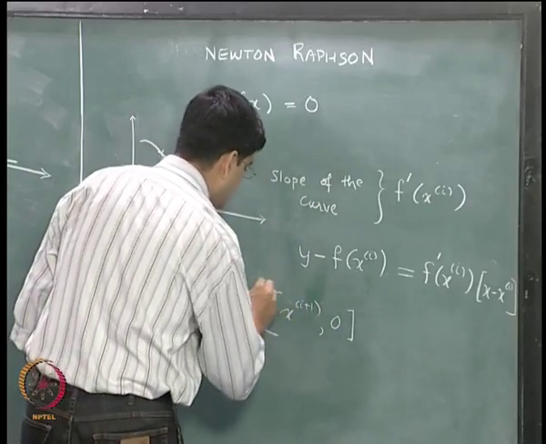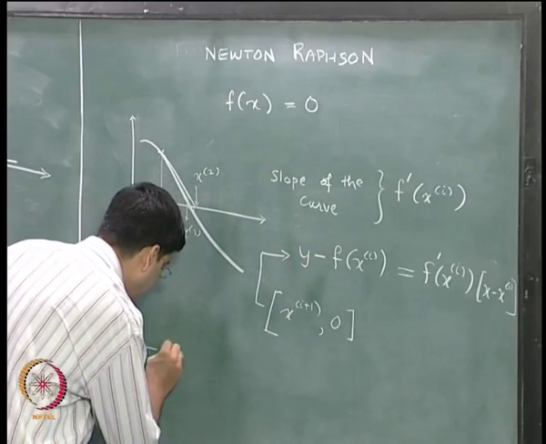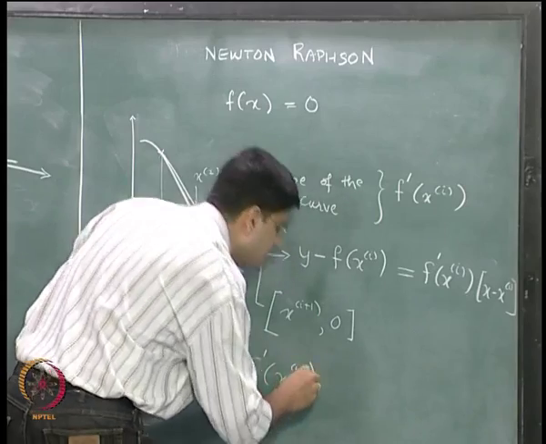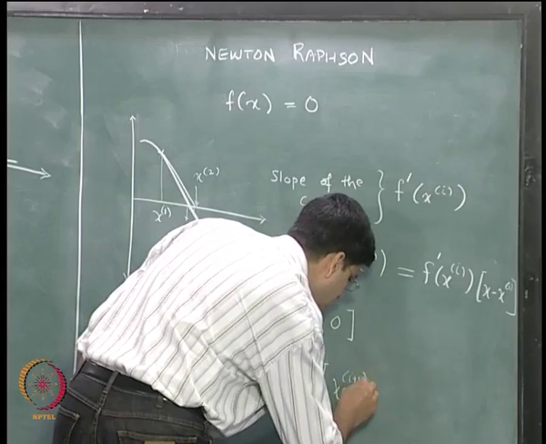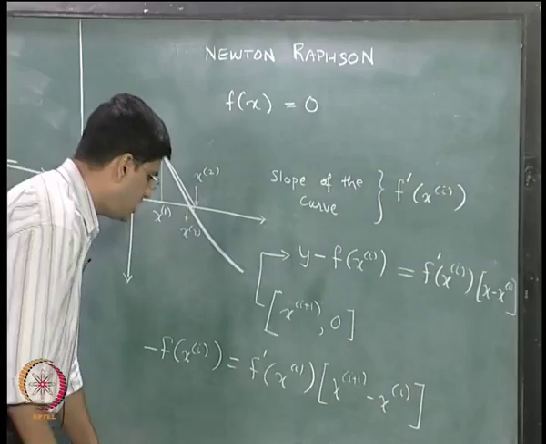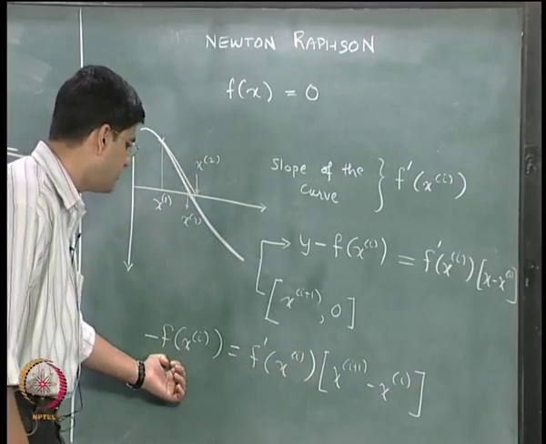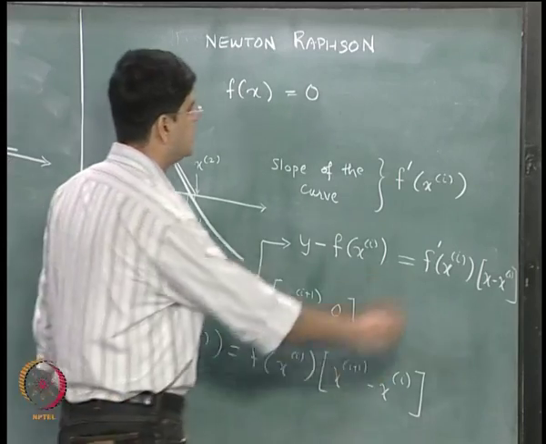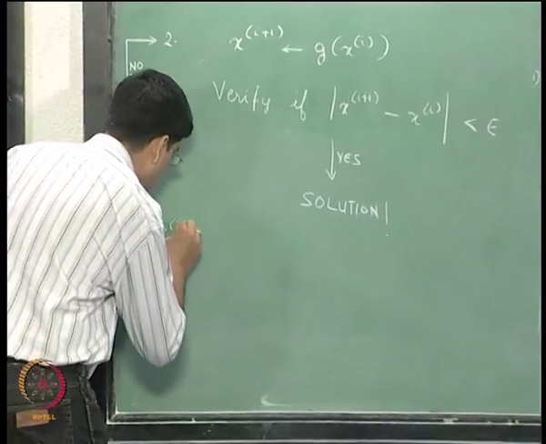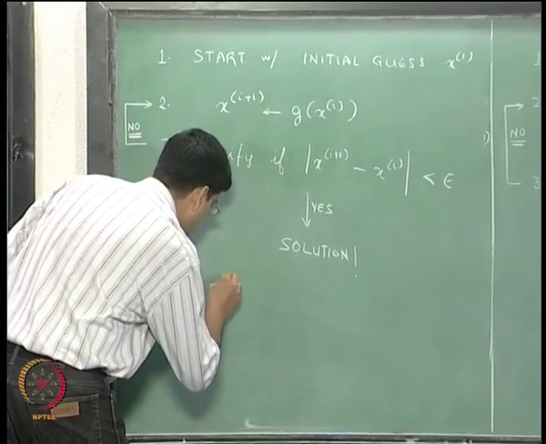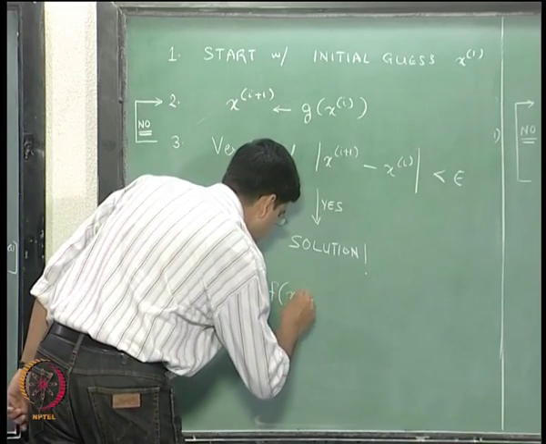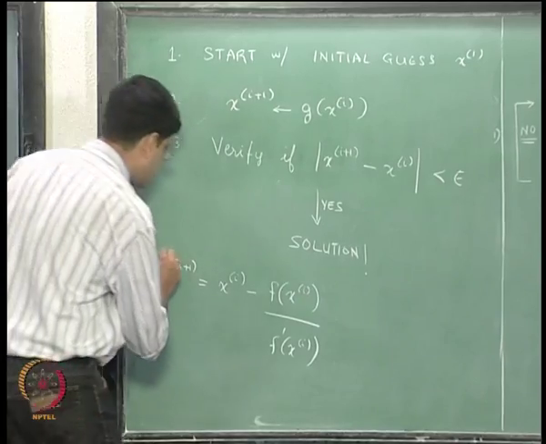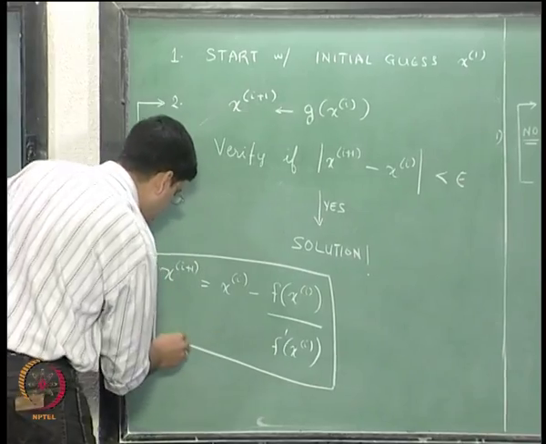So, we substitute that in this equation, and we get minus f of xi equal to f dash of xi multiplied by x i plus 1 minus xi. We can divide throughout by f dash of xi, and take xi to the other side, and the resulting equation is xi plus 1 equals xi minus f of xi divided by f dash of xi. So this is how we are going to use Newton-Raphson's method to come up with the next solution.